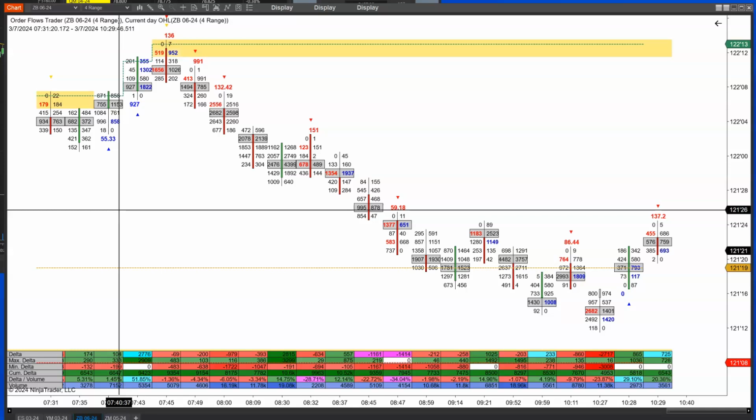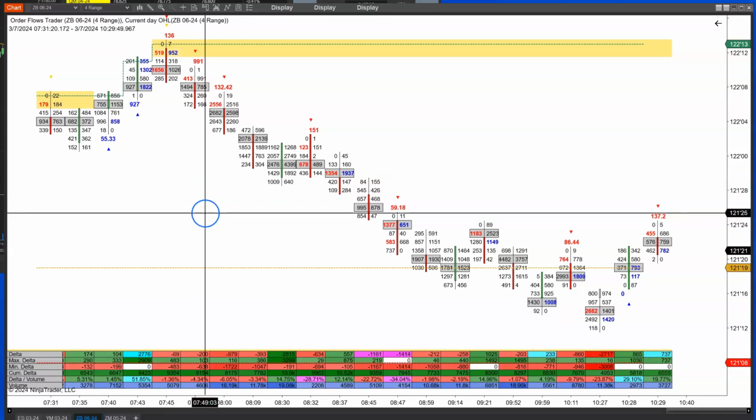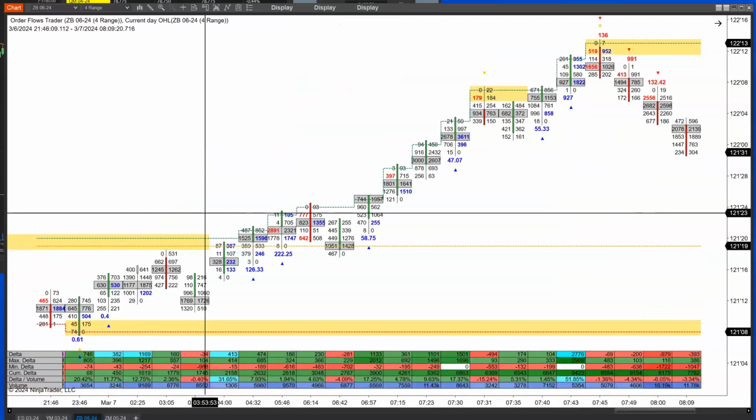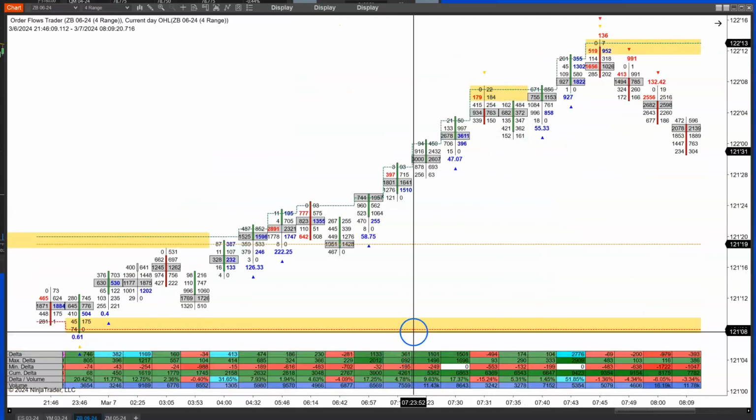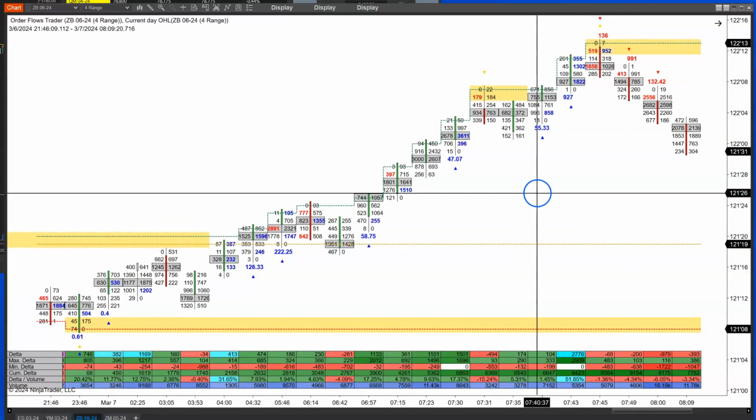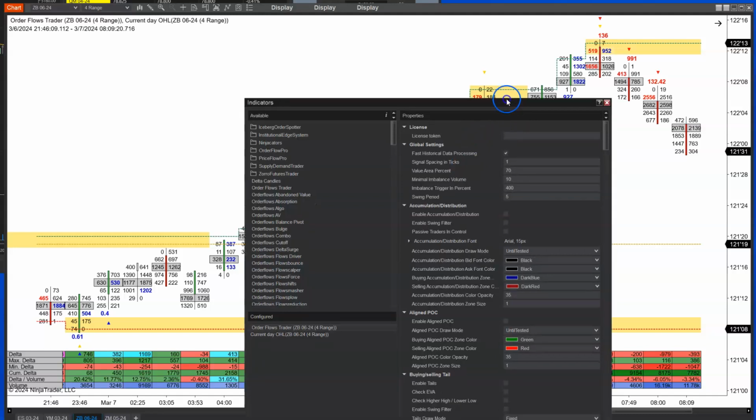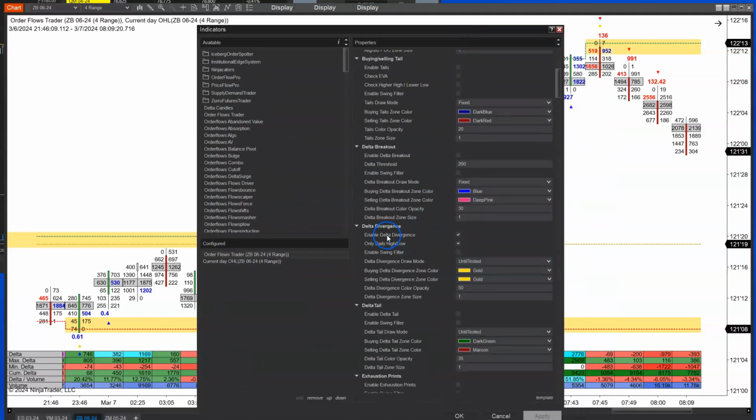We've recently released the Orderflows Trader 7, and we've made some nice changes that I think help a lot of traders. So what I want to talk about today is the delta divergence, and that's these gold areas on the chart. Okay, so in the indicator settings, let's just pull it up here and take a look. So you can see here, delta divergence, right?